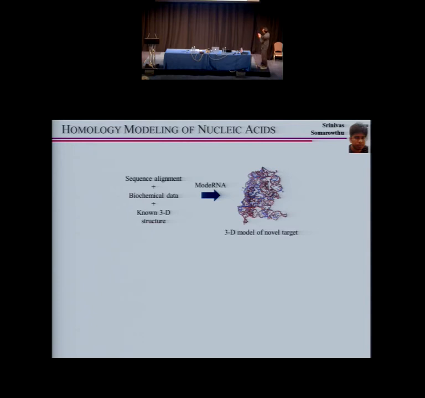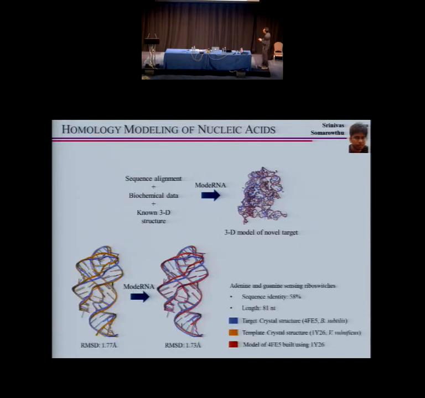By using a software called ModeRNA, he can indeed design 3D models of novel targets, of novel group 2 introns, for instance. As a test case here, I exemplify this using instead a simpler molecule, adenine and guanine sensing riboswitches. And what Shri did using ModeRNA is that starting from the structure of one of these riboswitches, he modeled the structure of the other one, and both structures are known.